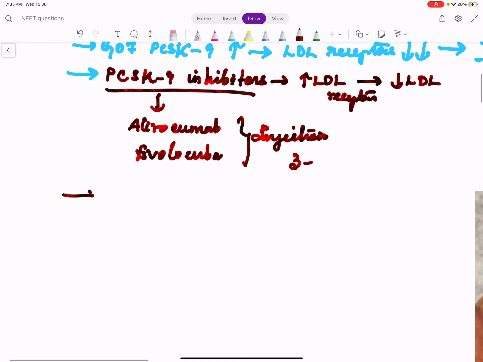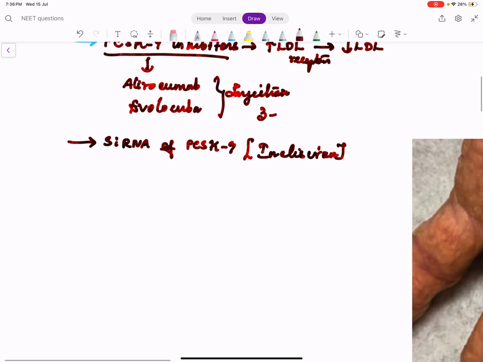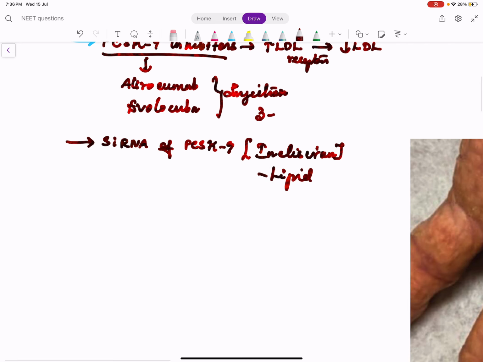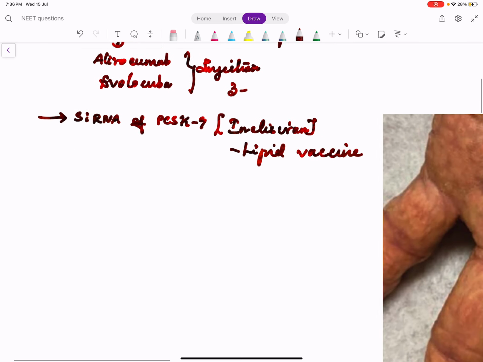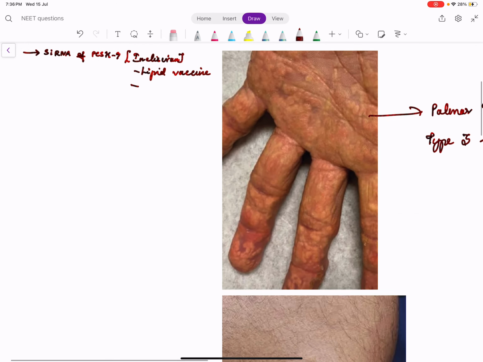The next variant of this PCSK9 inhibitor is siRNA, small inhibiting RNA against the same PCSK9. So alirocumab, evolocumab are drugs which act on PCSK9 to inhibit it, whereas siRNA, there are some RNAs which inhibit PCSK9. Example is inclisiran. This is also very important. This is also an injection given once every 6 months. It is called a lipid vaccine. So like we give a vaccine to prevent infections, to treat dyslipidemia, we are giving this injection once every 6 months. This is the latest update. They are very costly drugs, but worthy for your exams.